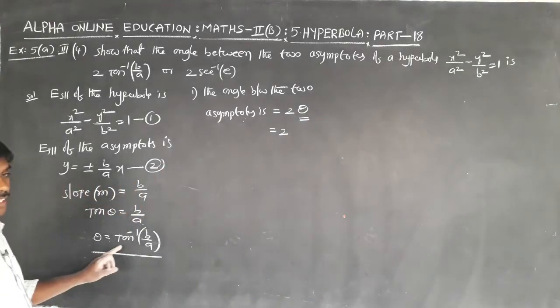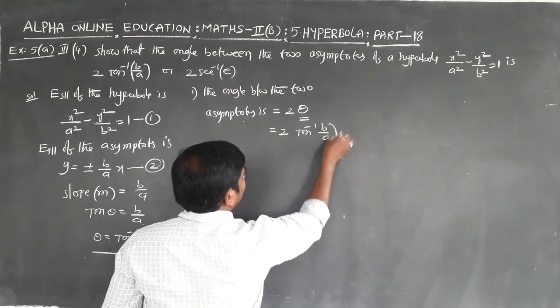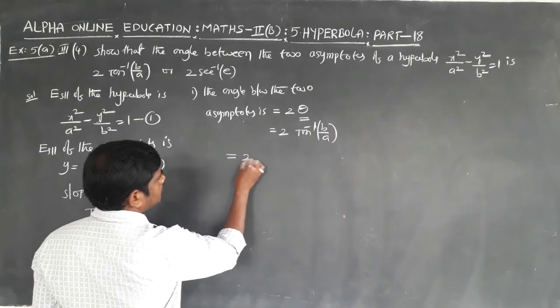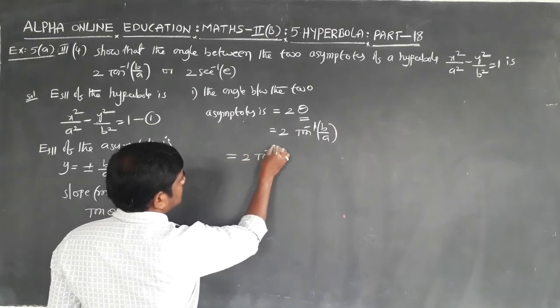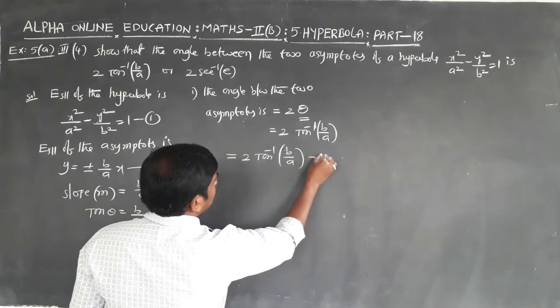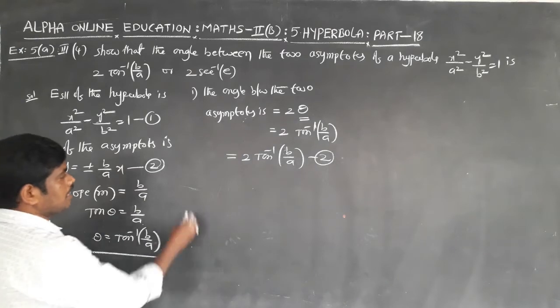Here theta equals, substituting, tan inverse of b by a. So the angle between the asymptotes is 2 tan inverse of b by a.